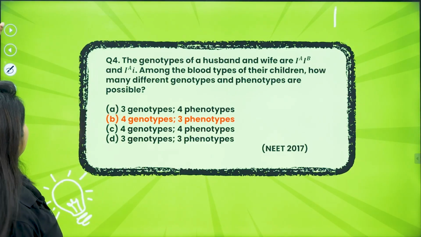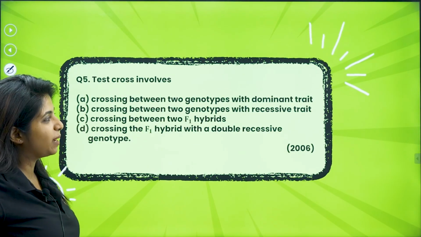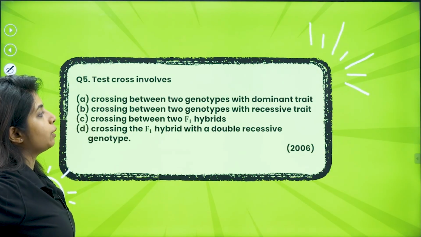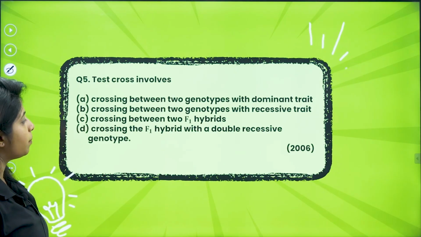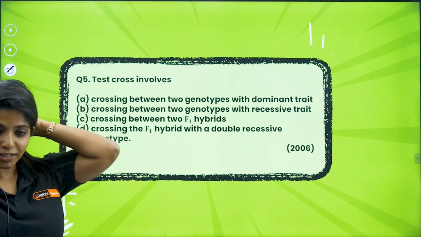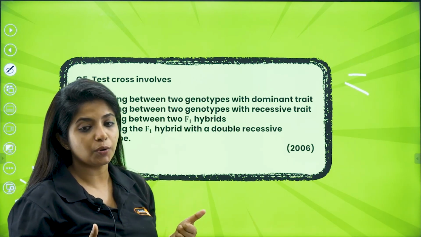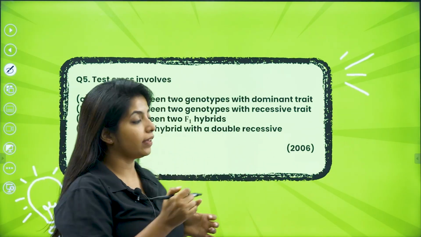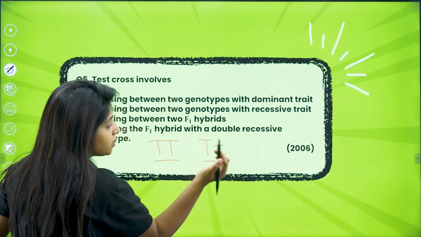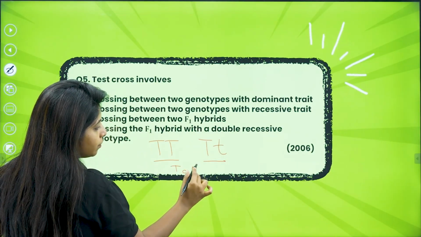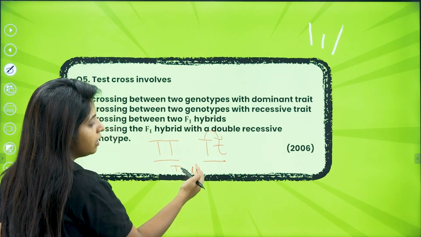Got it? Now, test cross involves what? Crossing between 2 genotypes with dominant trait, crossing between 2 genotypes with recessive trait, crossing between 2 F1 hybrids, crossing the F1 hybrid with a double recessive genotype. What is the answer for this? So test cross means I am unaware what is the genotype of an organism. Whether it is capital T T or capital T small t, I do not know, because both of them will be tall only. Since it is dominant, it will be tall.